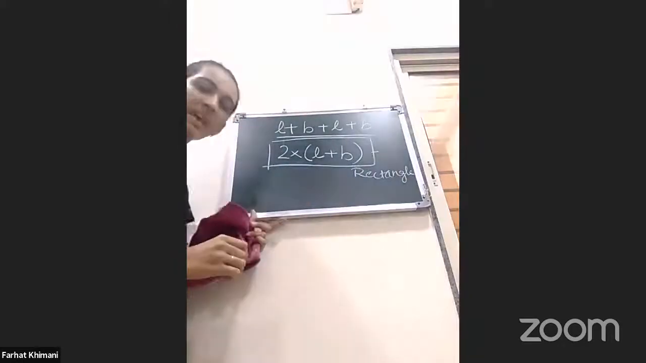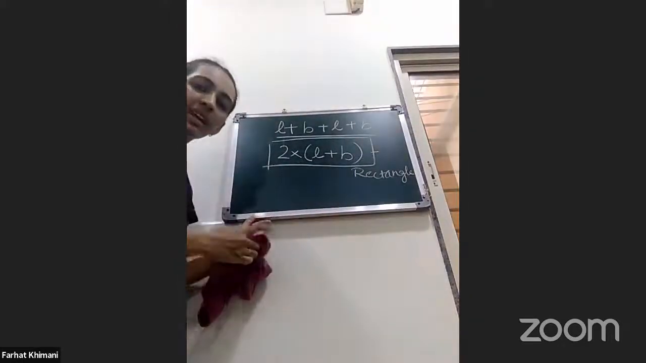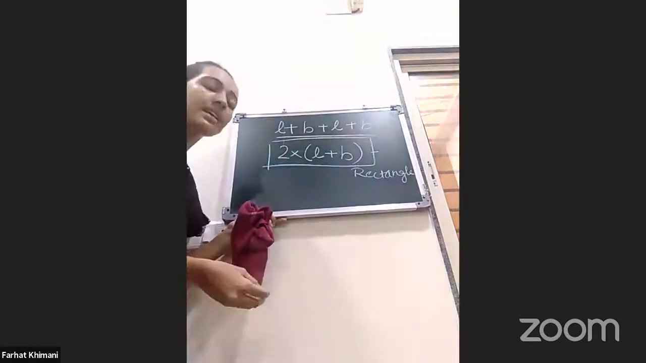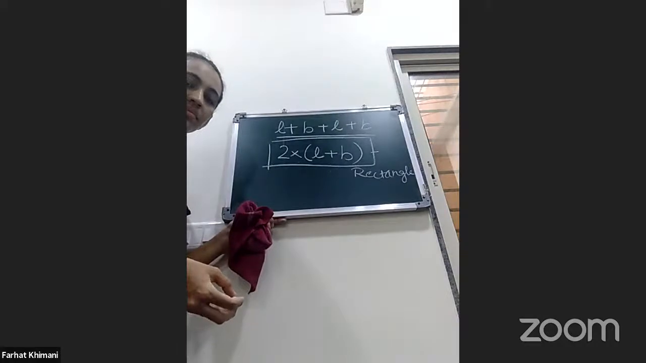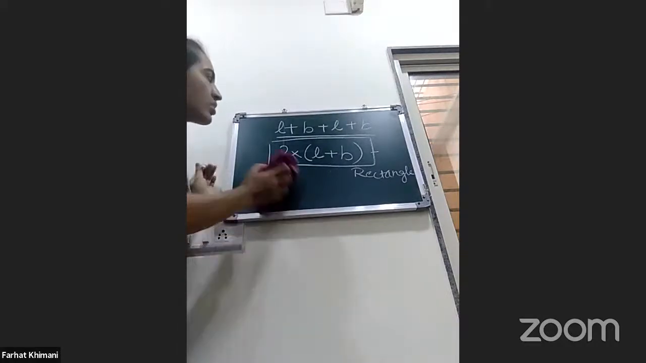Did all of you understand perimeter? Yes, ma'am. Square and rectangle. Okay. So now we will go with the area.